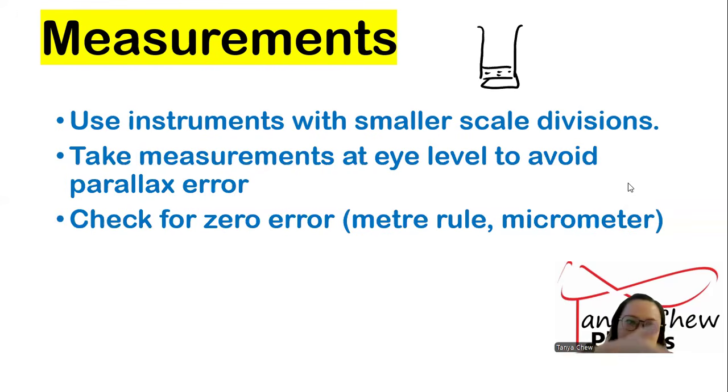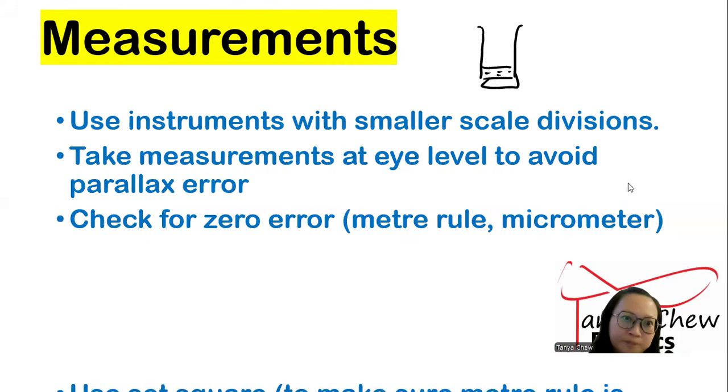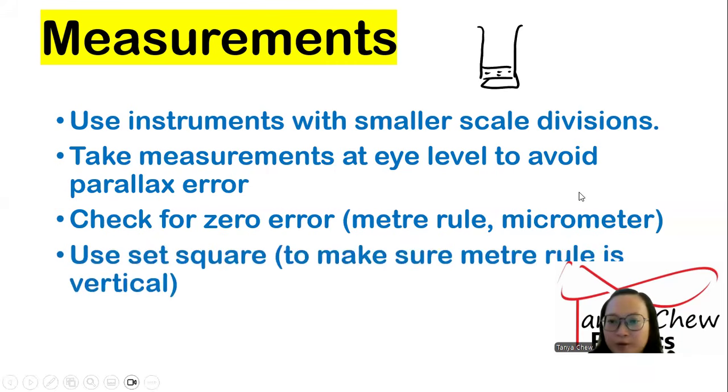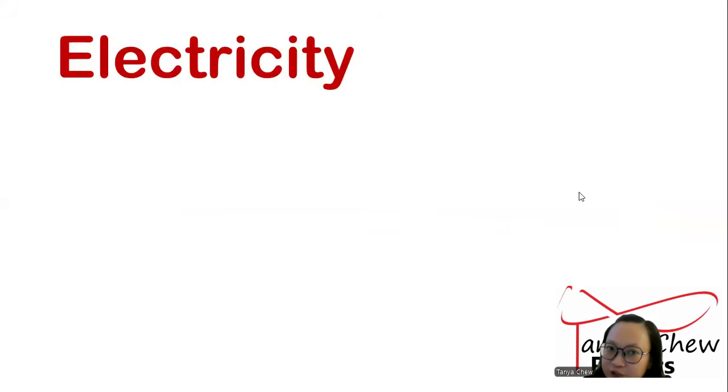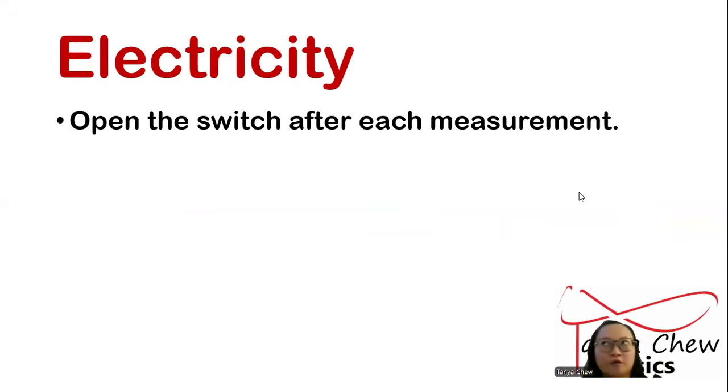For a meter rule, look at the zero mark. Is it visible? And use a set square to make sure that your meter rule is vertical. The function of a set square is just to make sure the ruler is vertical. For electricity, you might want to suggest this if you conduct an experiment on electricity: make sure that you open the switch after each measurement.